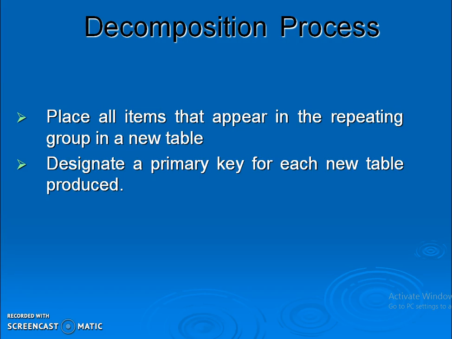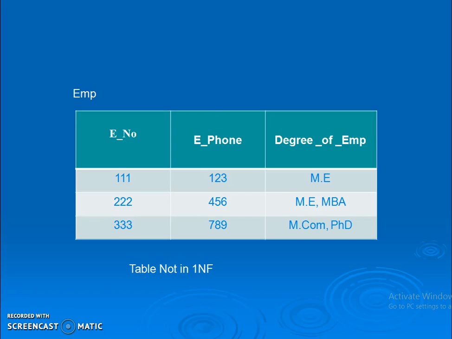The overall process of decomposition is to place all items that appear in the repeating group in a new table and designate a primary key for each new table produced. We will discuss the concept of decomposition by example.